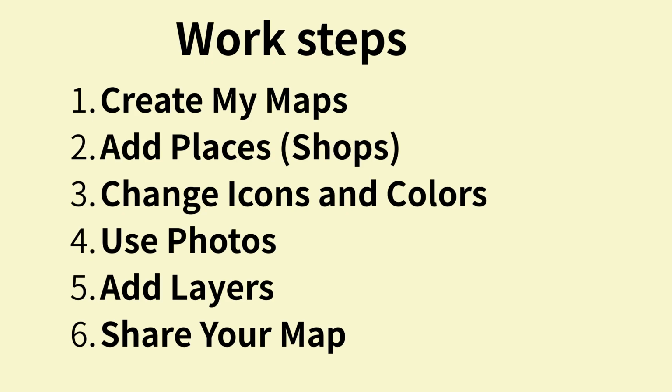The process I'm going to show you consists of 6 steps. First, create a My Map and add the cafes or shops. Then, customize it by changing icons and colors, and make it easier to read by adding photos. For example, you can choose a coffee cup icon or a blue pen, whatever you like. Finally, I'll show you how to add layers and share your map.